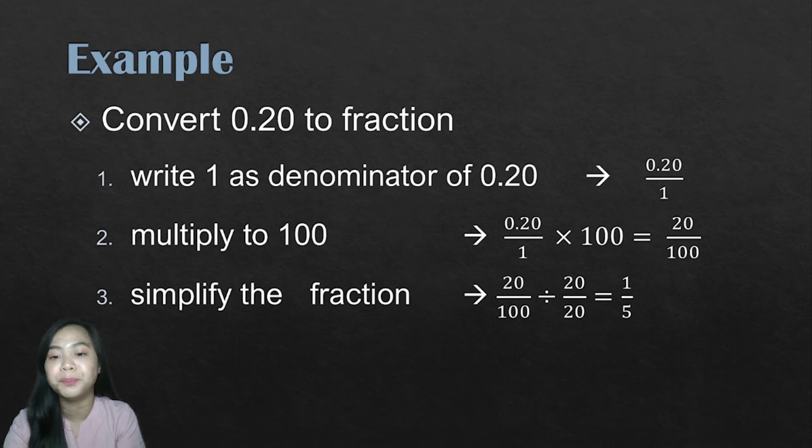So we will have 20 divided by 20, that is equal to 1, and then 100 divided by 20, that is equal to 5. So why did we divide it by 20 over 20? We're just simplifying it or reducing it into lowest terms. Because we divide by 20 over 20, which is equal to 1, the value stays the same. So the answer is 1 over 5 or 1/5. The conversion of 0.20 to fraction is 1/5.